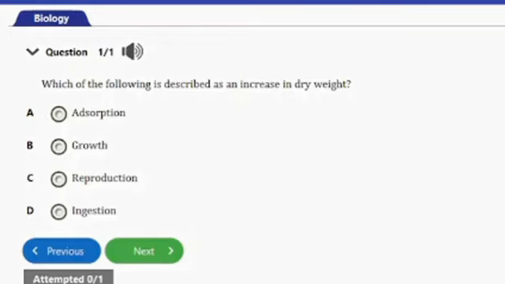So guys, the answer to this question is option B, and that's growth. So growth is usually described as an increase in dry weight, and that's the correct answer to this question, option B here.